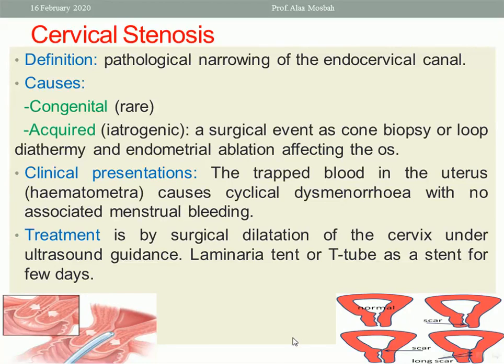The clinical presentation is due to trapped blood in the uterus, causing hematometra, which will be associated with cyclic dysmenorrhea, with no associated menstrual bleeding or very mild spotting. So, the treatment, as in the picture, is by dilatation of the cervical canal under ultrasound guidance. Also, insertion of a laminaria tent or T-tube as a stent for a few days.